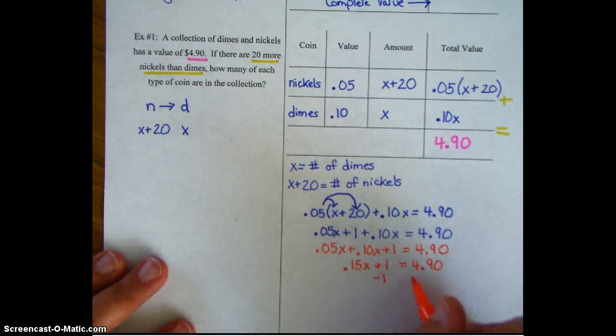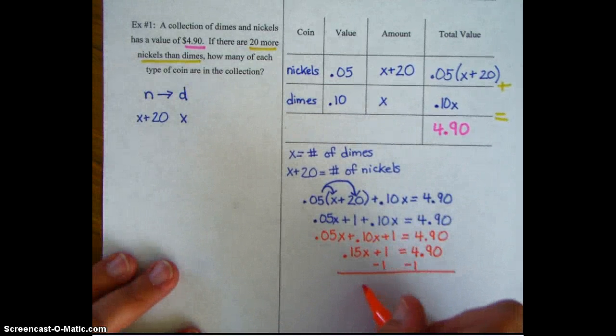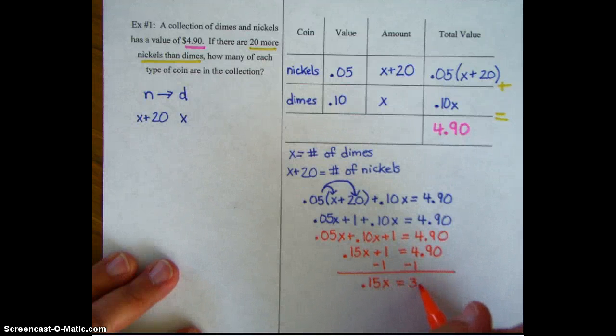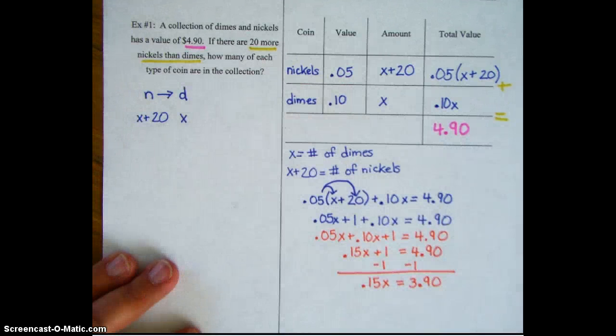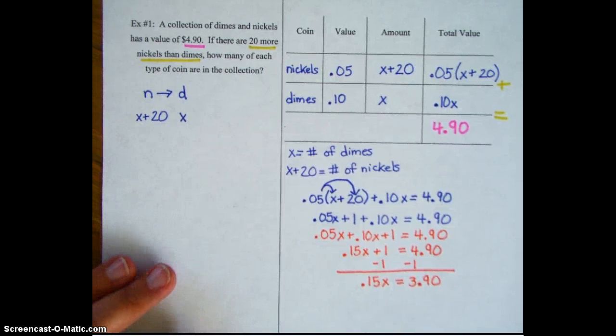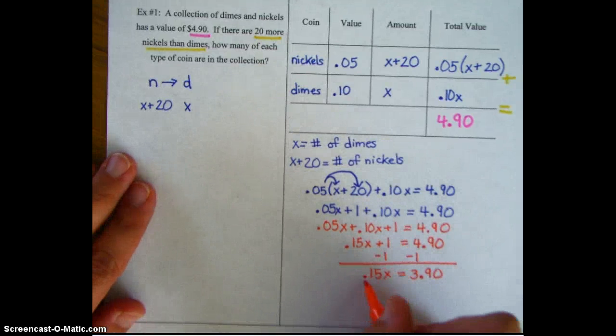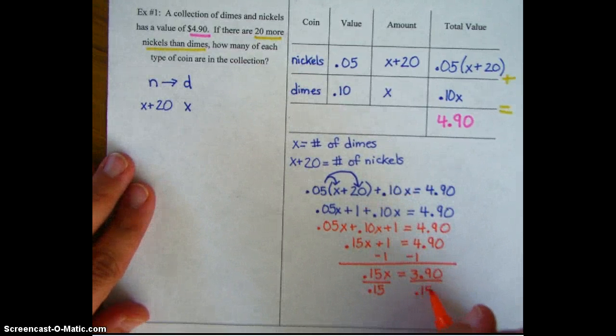If we subtract 1 from both sides, we need to make sure that we line up things correctly. The 1 would come in front of a decimal point. We have 0.15x equals $3.90. When you're using your calculator to do this, the 3.90 is going to go into your calculator first, and the 0.15 is going to go after your division bar. This is going to give us a value of 26.